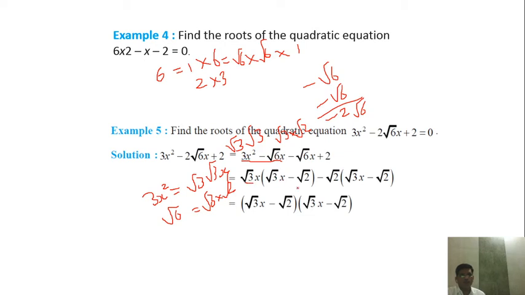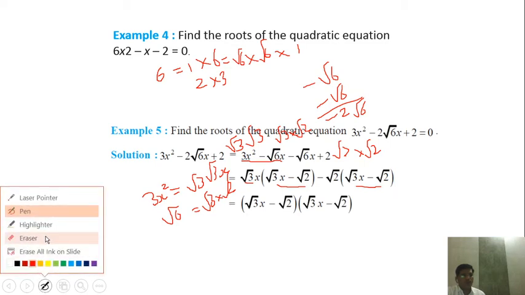So root 3 minus, always remember this bracket again comes here. So again here 2 means what? I have to write root 2 into root 2, and root 6 means root 3 into root 2. So root 2 I have to take outside. So two brackets: root 3x minus root 2 and root 3x minus root 2.